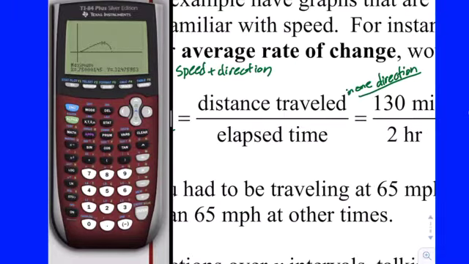But if it's not in one direction, we can talk about the displacement. So let me add that on there too. What is the difference between displacement and distance traveled? Are they the same? Yeah, displacement is directional. Distance traveled is not.